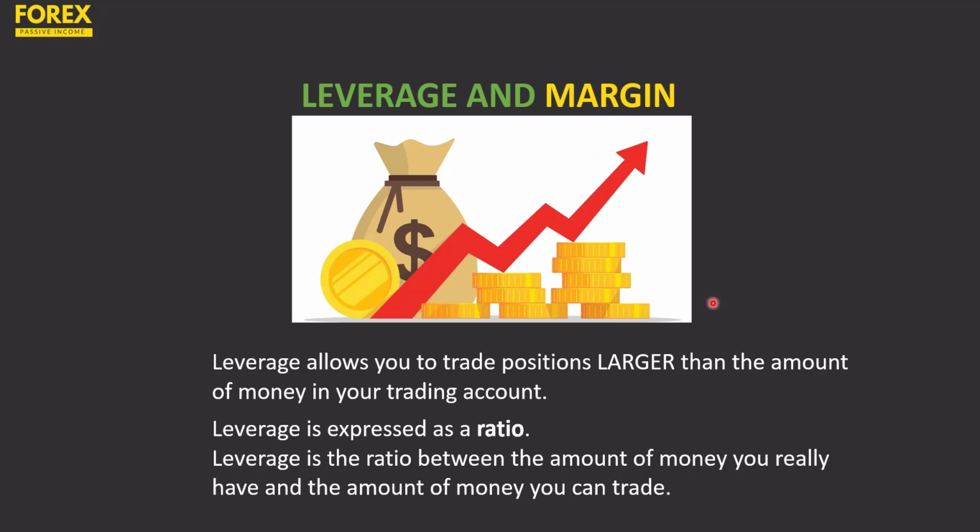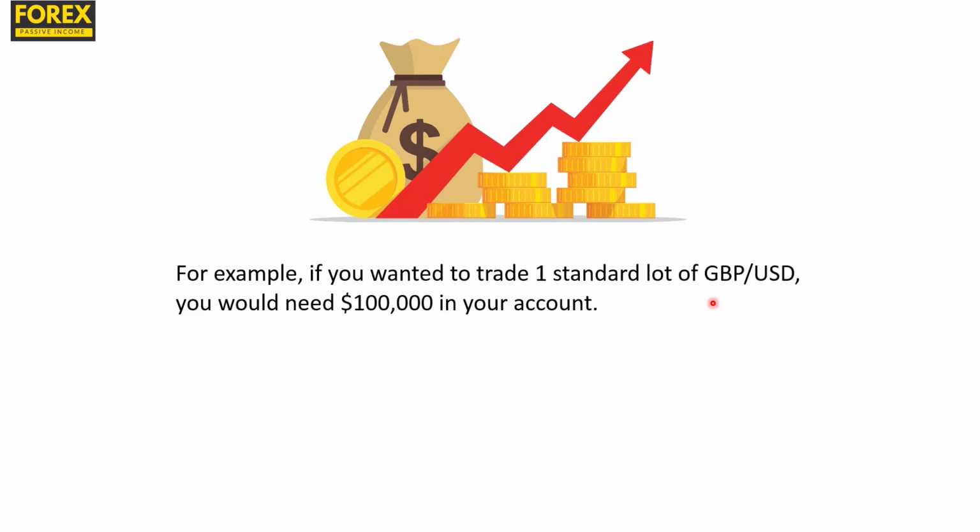Leverage is expressed as a ratio. Leverage is the ratio between the amount of money you really have and the amount of money you can trade. Just to give you an example, let's say you wanted to trade one standard lot size of Great Britain US dollar. For you to trade a standard lot, you need 100,000 units of that currency.